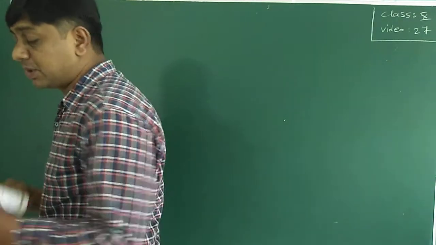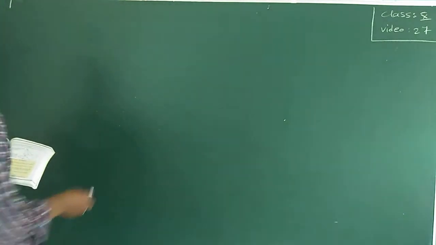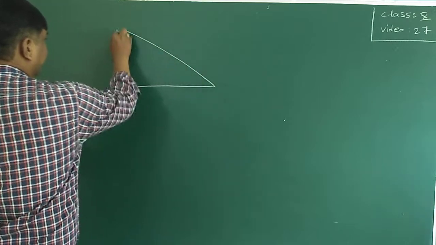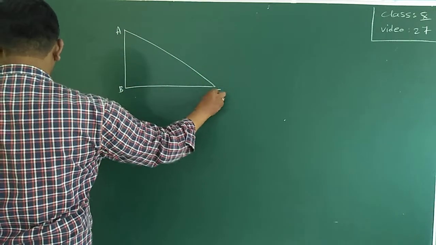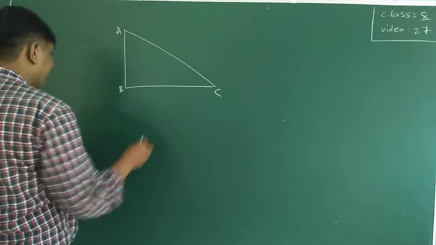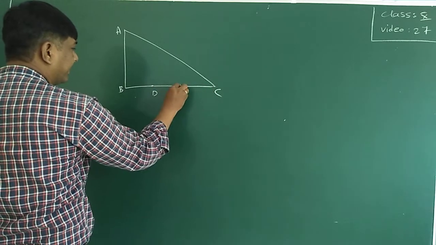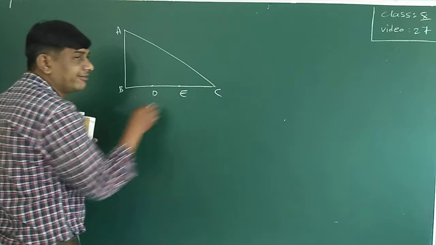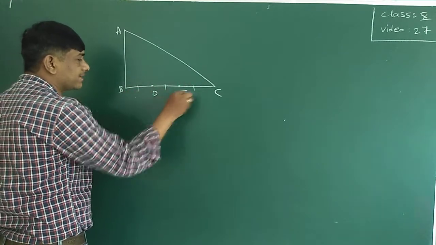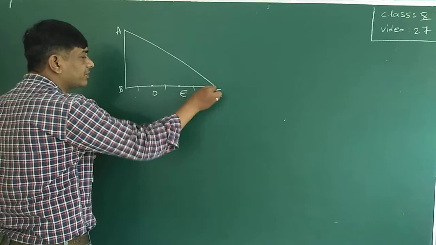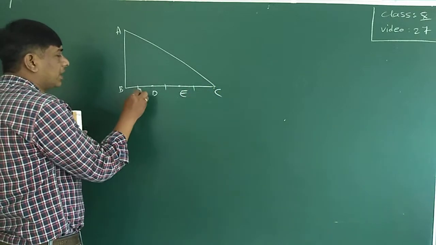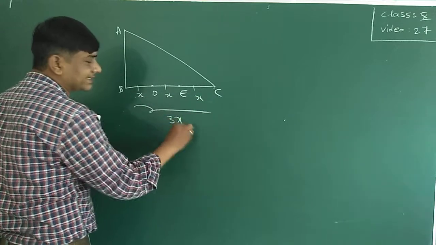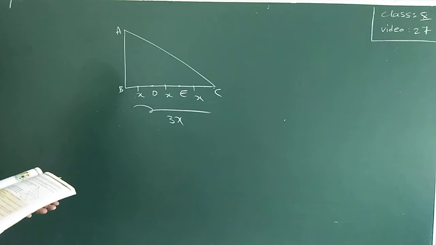In this one more question is there. In the given triangle ABC, it is a right angle at B. D and E are points on BC such that they trisect BC, which means BC is divided into three equal parts. B to D length, D to E length, E to C length are equal. Suppose this is x, this is also x, this is also x. Then this total is equal to 3x.